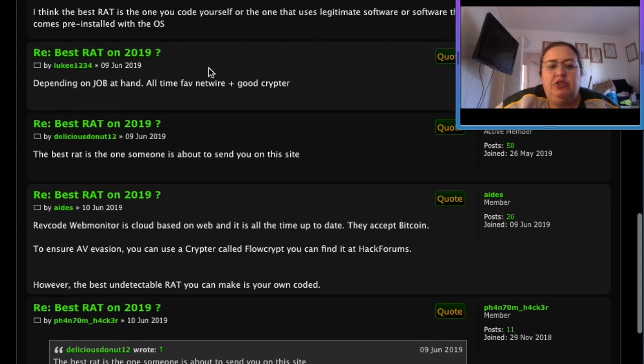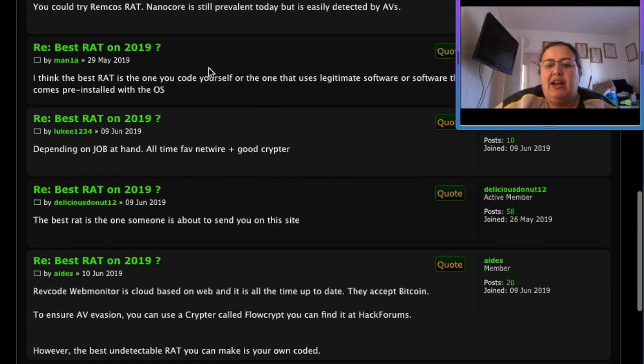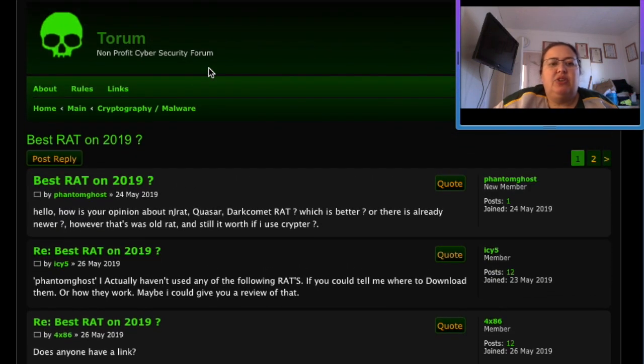So to ensure AV evasion, you can use a crypter called FlowCrypt. You can find it on hack forums. So there you guys go. That's Torum. I spent enough time on this. It's a nonprofit cybersecurity forum. It's great for people who are learning about cybersecurity or who are interested in the art of hacking. If you're doing it maliciously, don't. However, it's really good information, and sometimes it's better to understand what's going on so you can combat it rather than be completely oblivious to it and then have your computer taken over by a bunch of hackers. So once again, that is Torum.